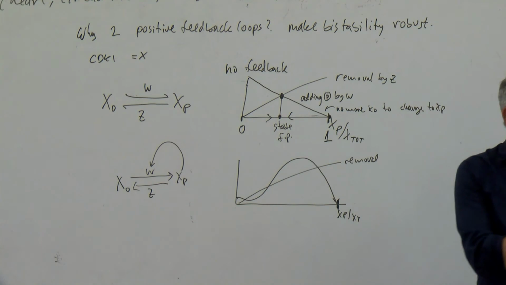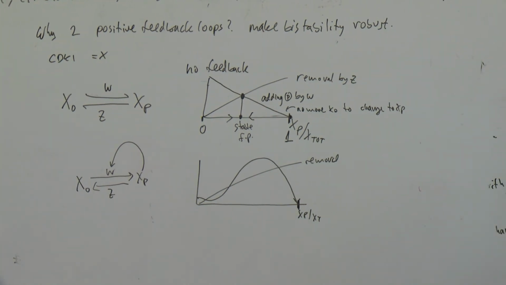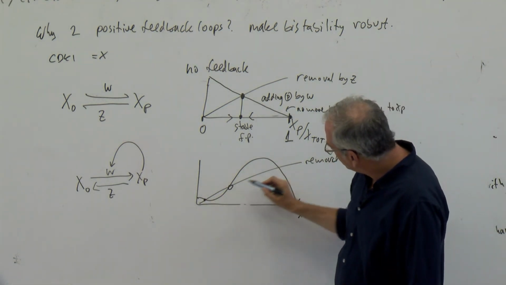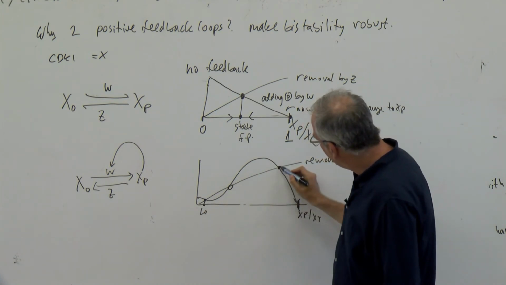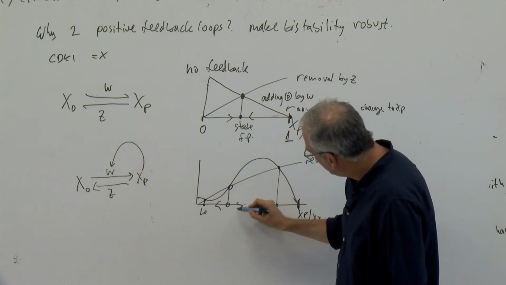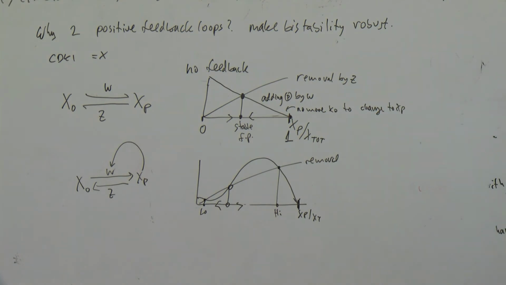Why does it start low? Because of the feedback loop. You need XP in order to make itself. And you can tune it so that you have 3 fixed points here. A stable one, low, a stable one, high, and an unstable one in between, where you go to these two others. And then you have bistability. Just like I described, that's great.